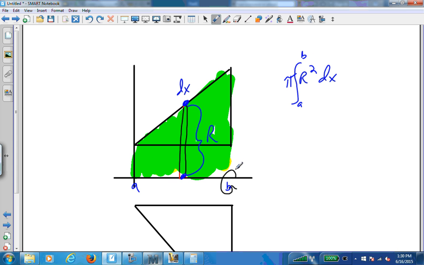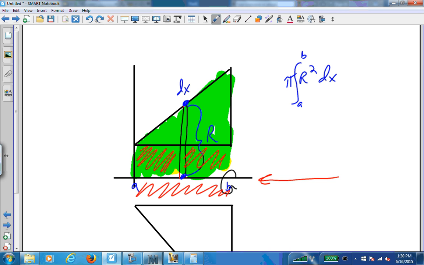But that accounts for some volume that we don't need. We don't want to take into consideration that volume of that hole inside. So just imagine drilling a hole straight through there. So if we can get that volume and take it away, that'll give us the volume of the outside part.